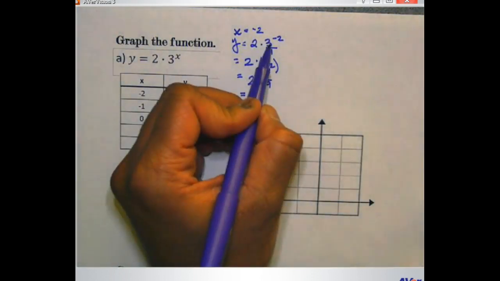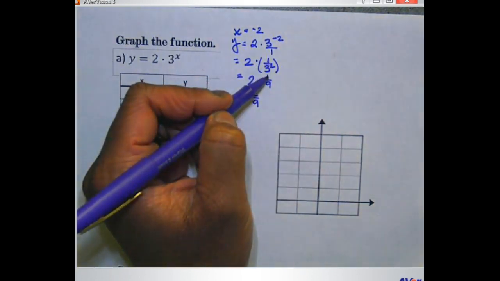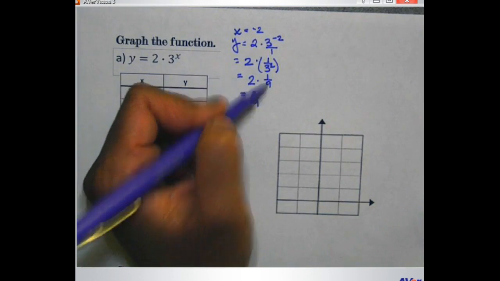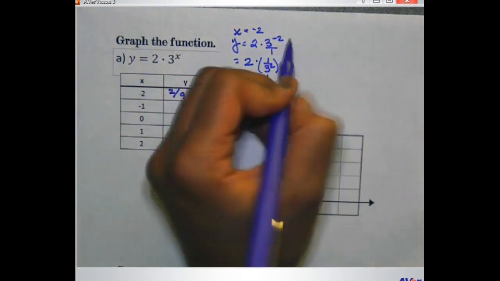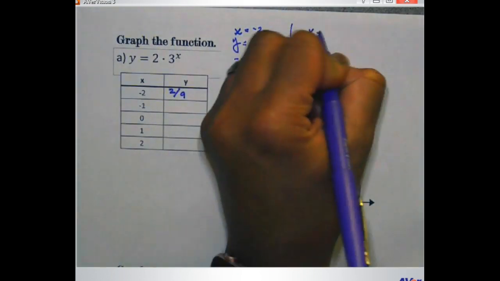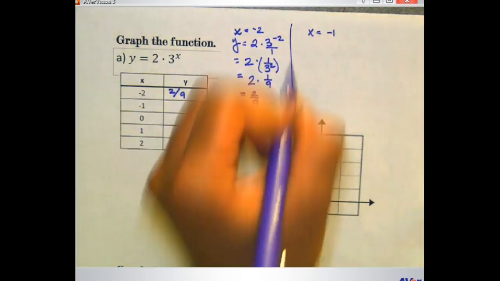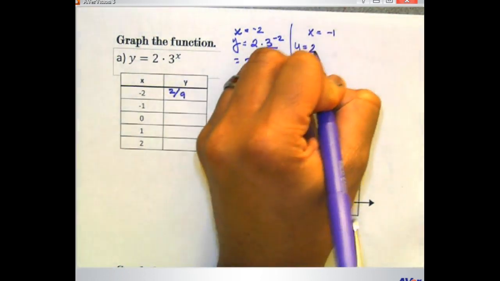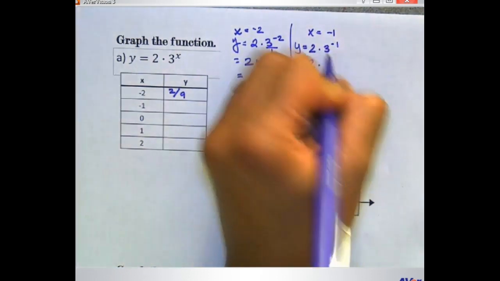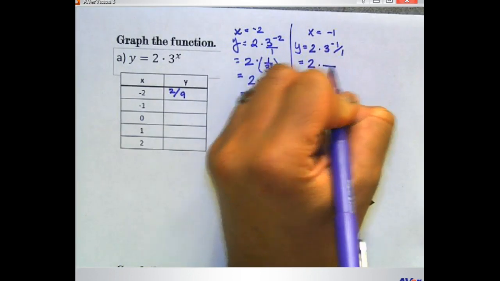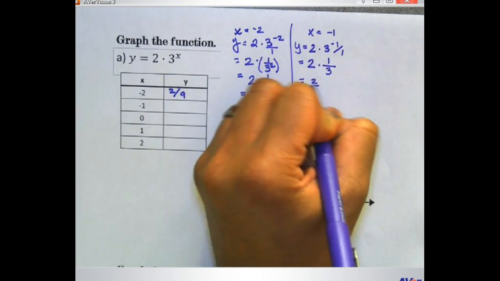So remember, this was 3 to the -2. Negative exponents have to go down. So I moved it down to the bottom and had 3 squared, which is just 1/9. So I get 2 over 9. Let's do another one. What about when x equals whatever the next number is, -1? Then I get y equals 2 times 3 to the -1. 3 to the -1, if I put this over 1 as a fraction, is 1/3. So I get 2 over 3.